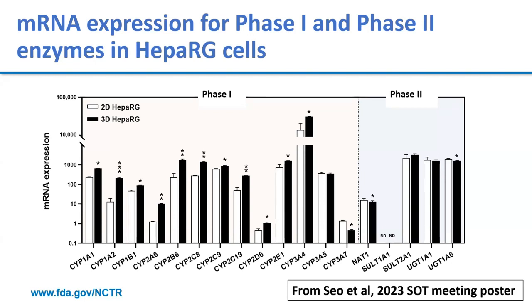And if you compare those bars to the bars for CYP2C19, for instance, you can see a rather large difference. And you recall that CYP2C19 was important for the genotoxicity of N-nitrosopropanolol. Note also that phase 2 expression is similar or even a little lower in spheroids compared with attached cells.